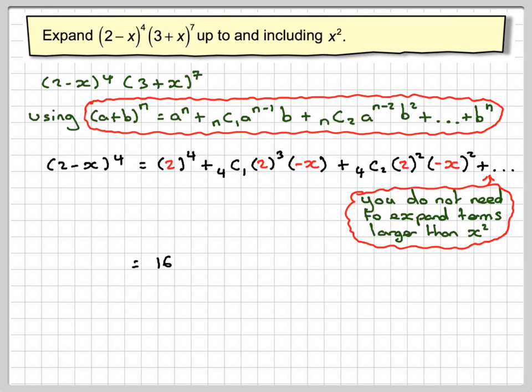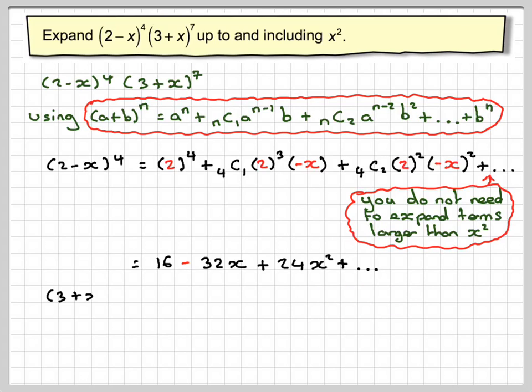Now, simplifying that, 2 to the 4 is 16, 4C1 is 4, 4 times 2 cubed, and don't forget it's minus 32x. 4C2 is 6, so it's 6 times 2 squared, which is 24x squared.